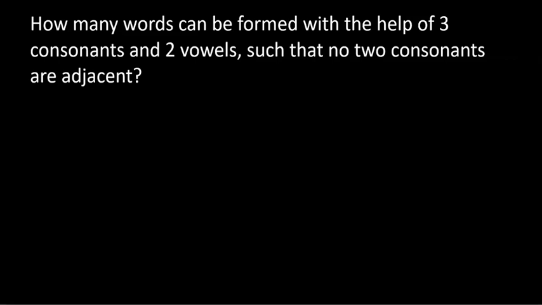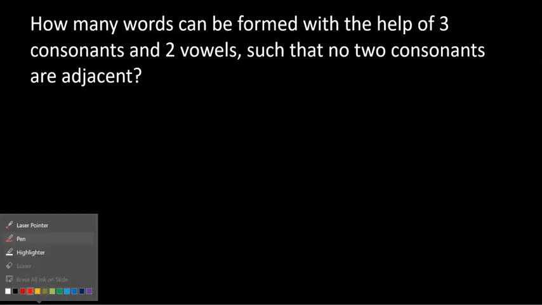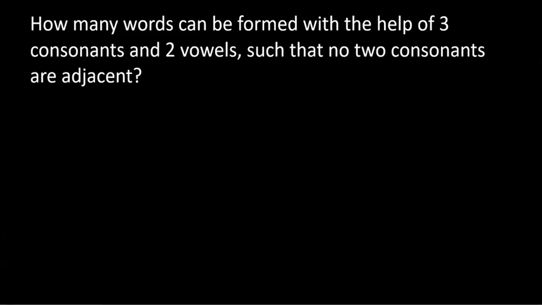Hello everyone. In the last video, I talked about certain questions of permutation, and today again I'm going to deal with more questions of permutation. So let's understand one more question: how many words can be formed with the help of three consonants and two vowels, such that no two consonants are adjacent?